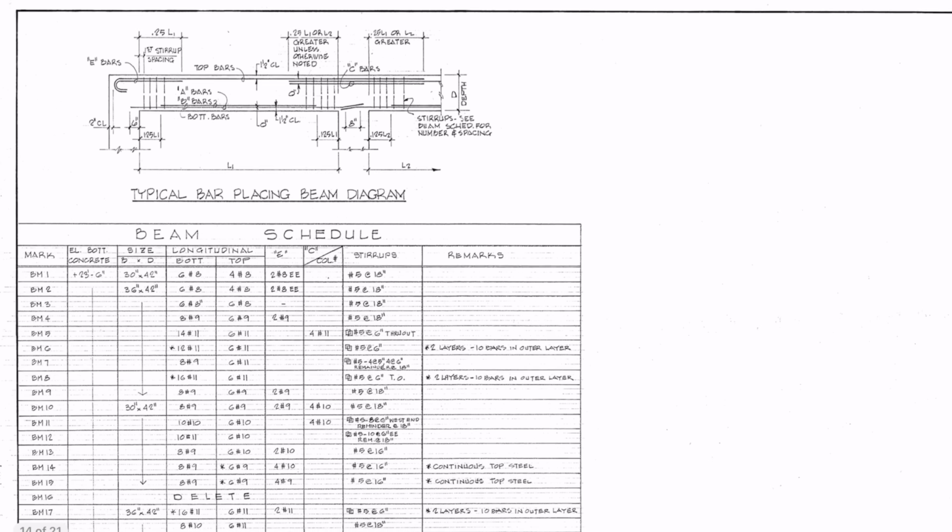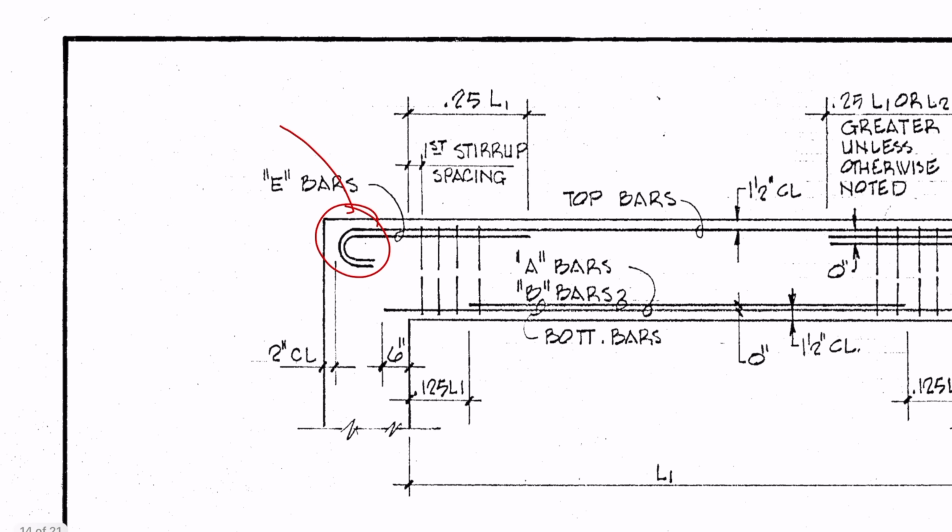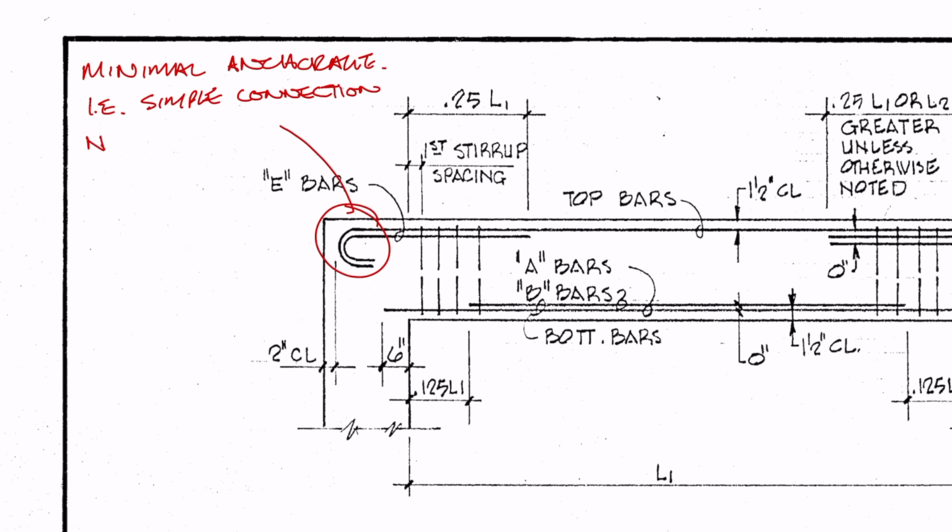So now we've got a beam schedule drawing, and this shows us the reinforcement in all the beams across the whole building. What's interesting about this bar is the anchorage from the beam into the column. Because of the bar type which is used, I think that the beam is probably designed as a simple connection and not a moment connection.